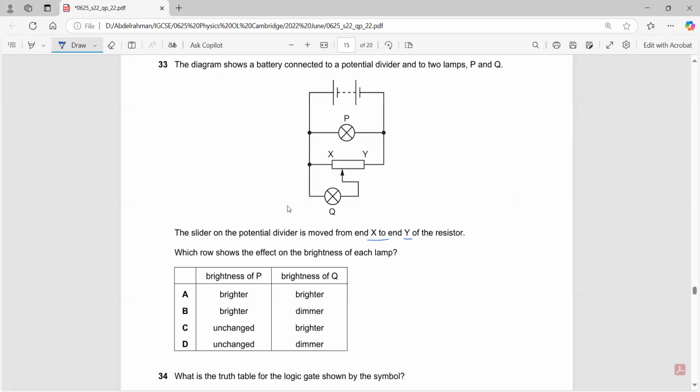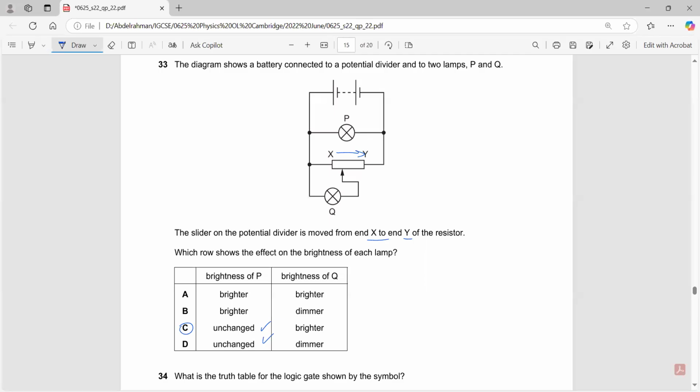Is P changed? Is it affected by the motion of this slider? Definitely not. P is unaffected. So let's check out Q. As it moves from X to Y, the length increases and therefore the resistance increases, the voltage increases, and the brightness increases.